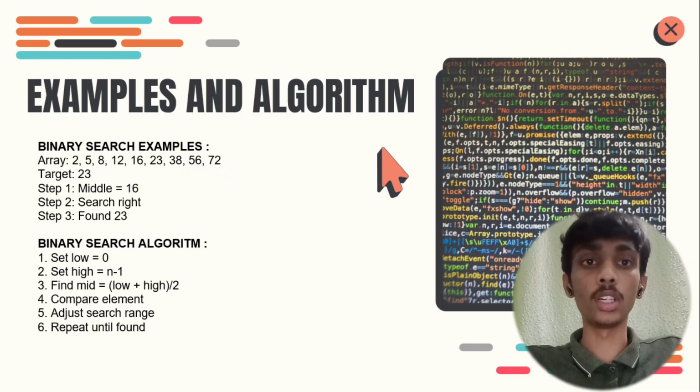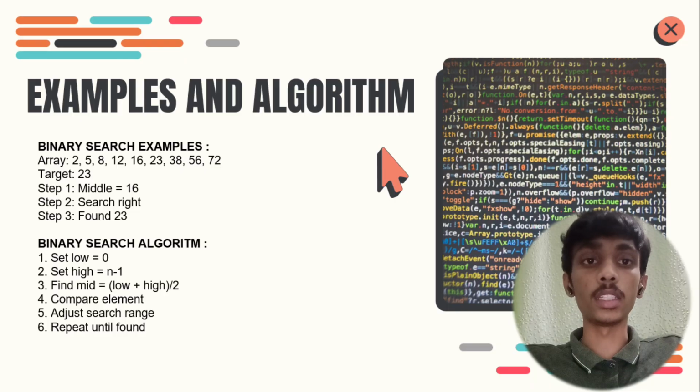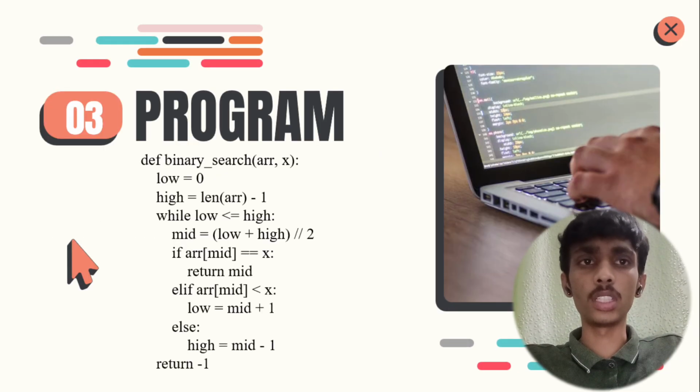So here I've given the binary search algorithm. As I said, the binary search starts from the middle, so low and high are added and divided by 2. It starts with the middle element, and this process of binary search is repeated till the target is found. Now let's see one program for it.